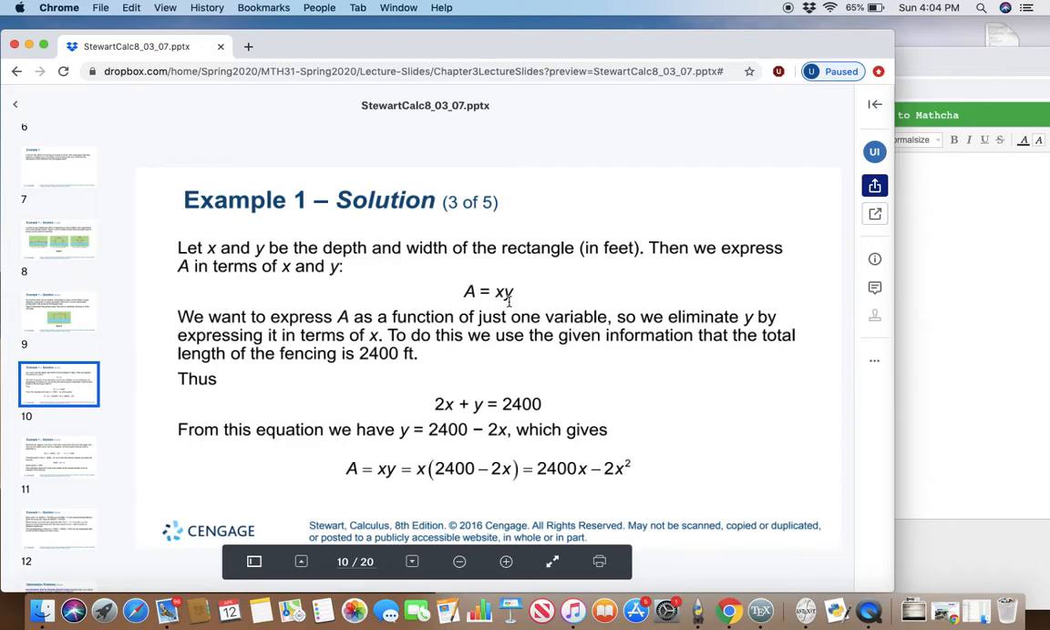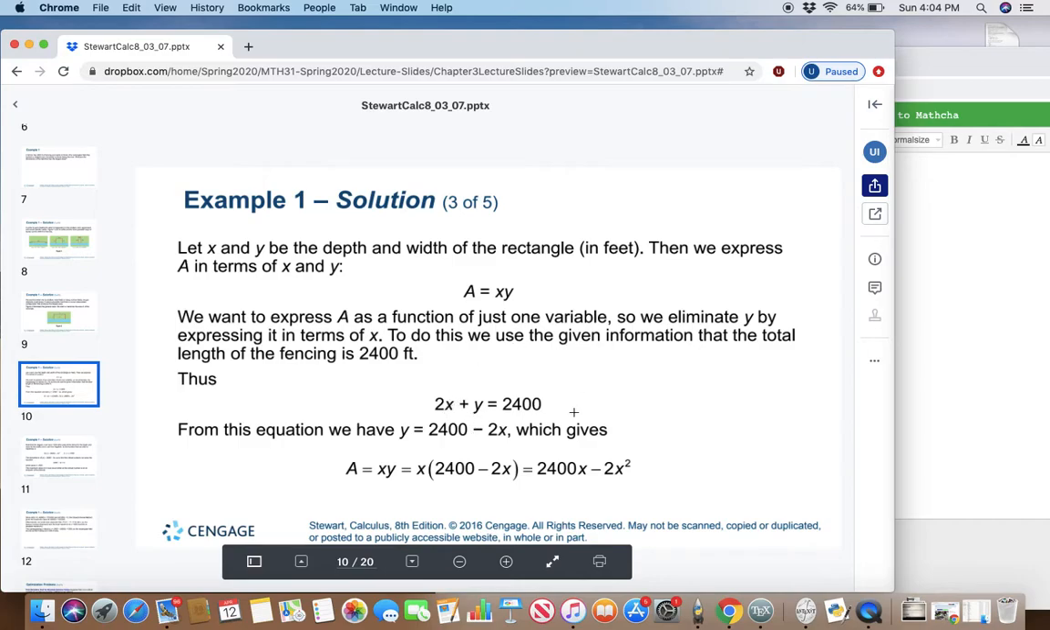But I have two variables here. I know how to maximize or minimize a function in one variable, all right? We want to express A, area, as a function of just one variable. So you want to get rid of y, eliminate y by expressing it in terms of x. So this is where we use the given information. Total length of the fence is 2400. 2x plus y is 2400. So what is y?